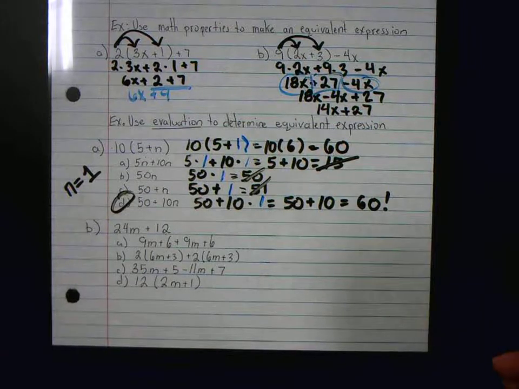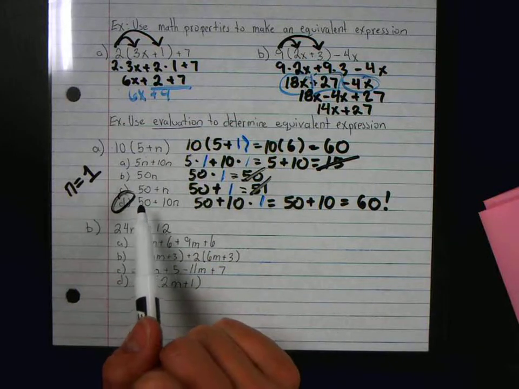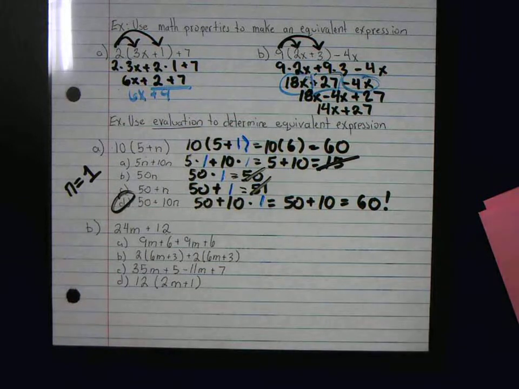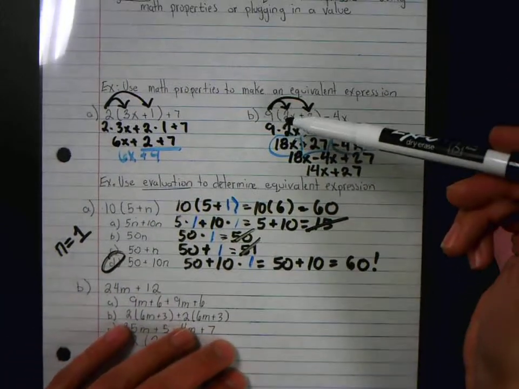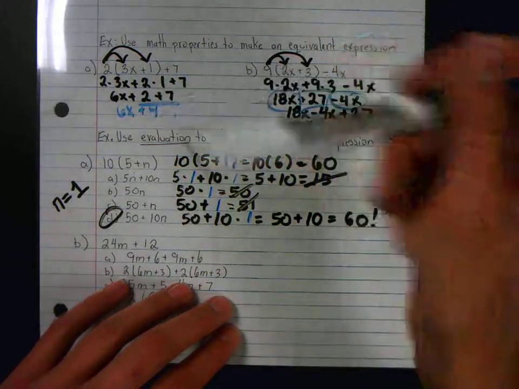Okay. Yes, we could have used process of elimination. You could have also used math properties to distribute the 10, and you still would have got 50 plus 10n. But this is just with evaluation. So if you are not comfortable with the math properties, but you are comfortable with evaluating, use evaluation. Okay. All right, last one.